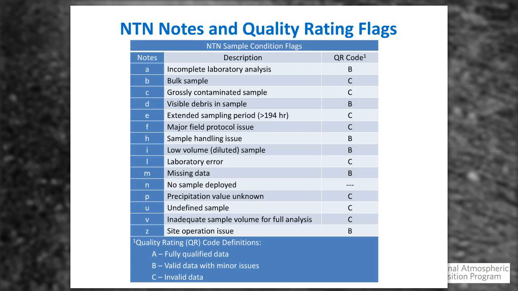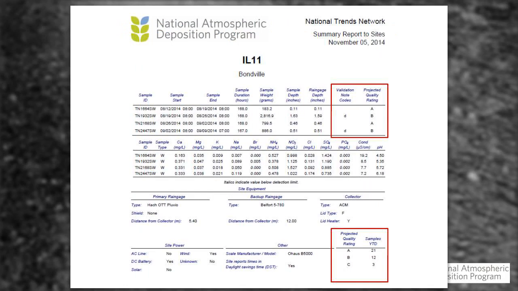Can we go back one slide? I wanted to point out something real quick, if we could, to the operators. When you get your monthly report, down in the lower part of this, there's a section called site equipment that tells you about the primary rain gauge, backup rain gauge, collector, site power, and other.